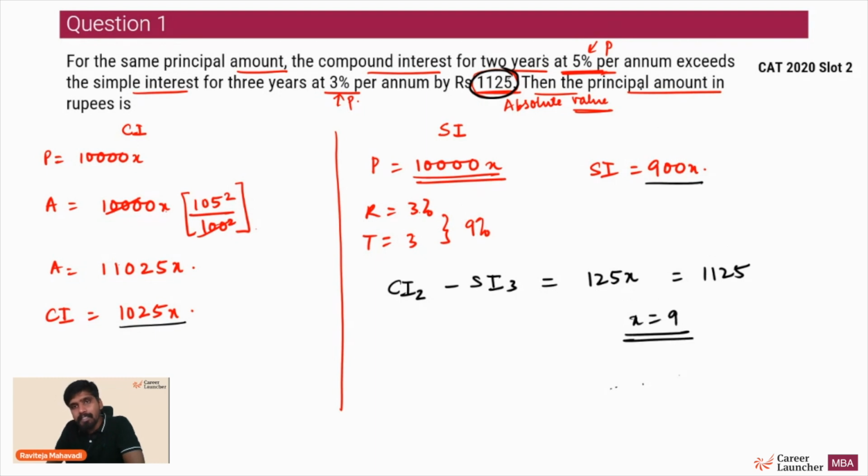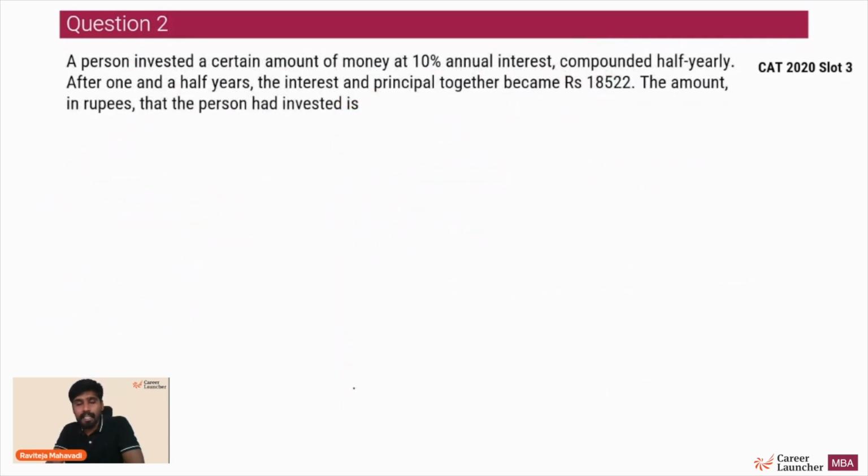The moment x is equal to 9, the principal amount 10,000x will be equal to 90,000, and that is my answer. Let's take a look at the second question.